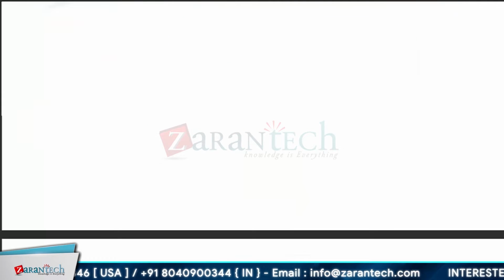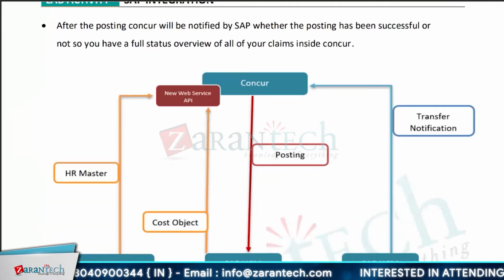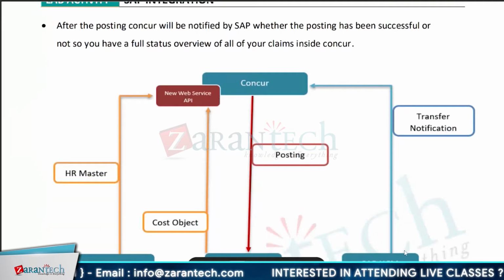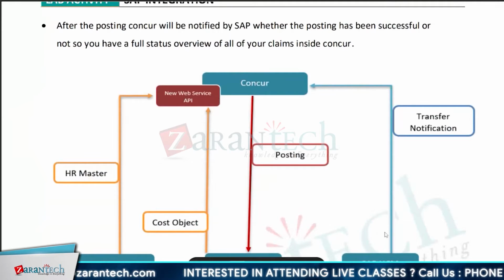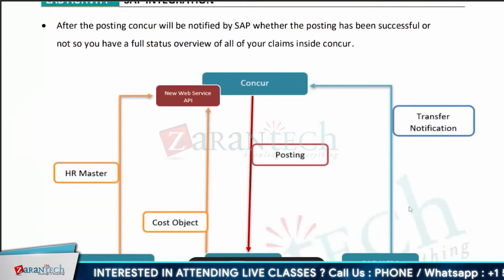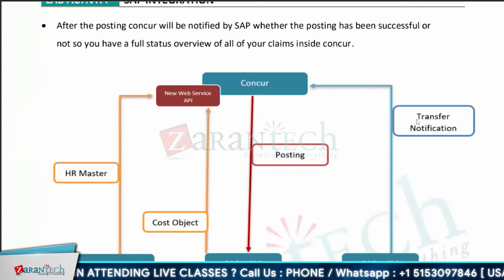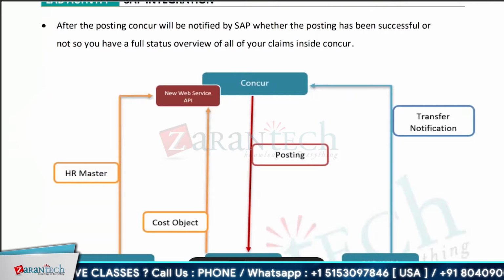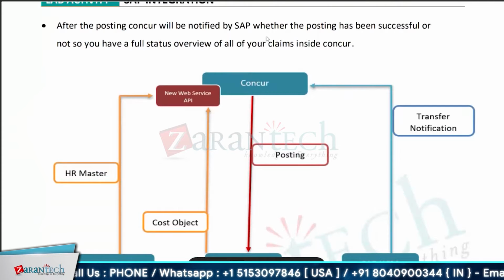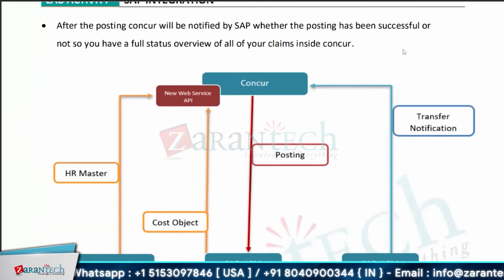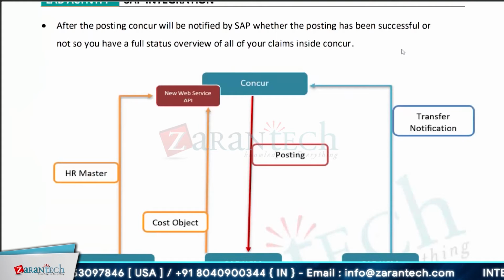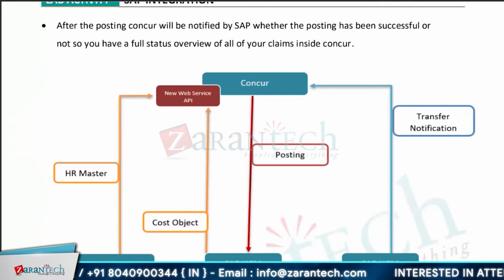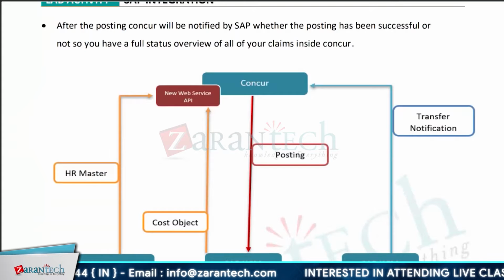And in the third set, after posting, the third system, which is also a financial system, transfers a notification into Concur. So after posting, Concur will be notified by SAP whether the posting has been successful or not. So you have a full status overview of all your claims inside Concur.